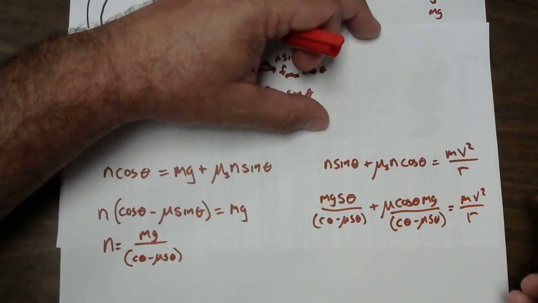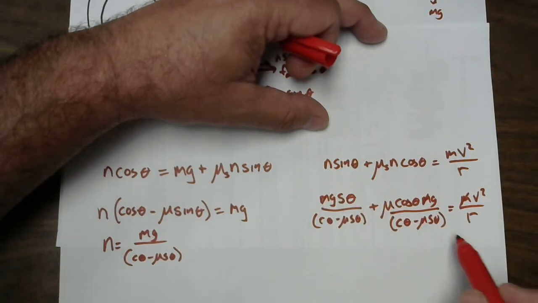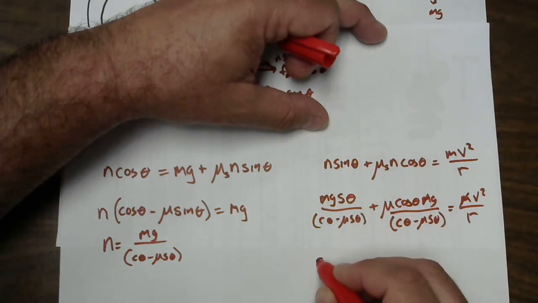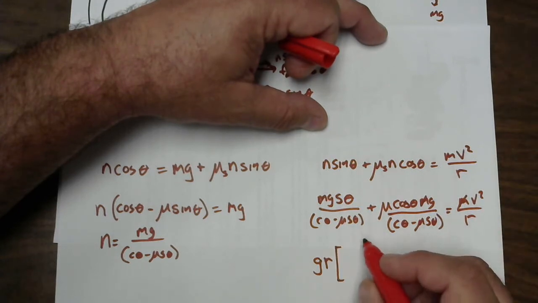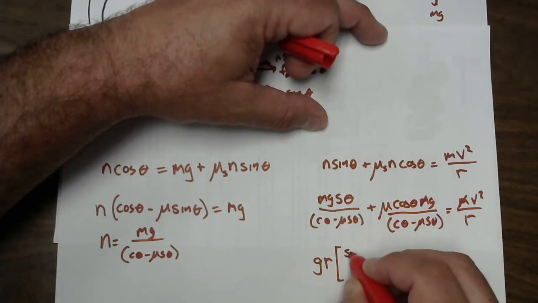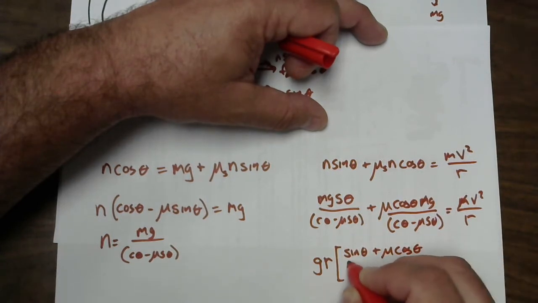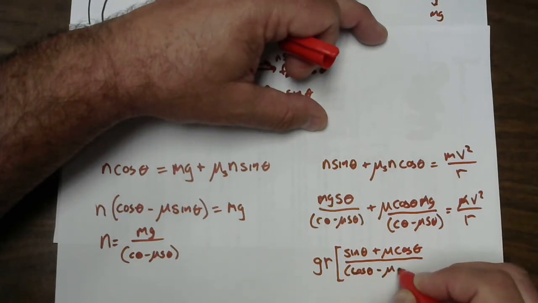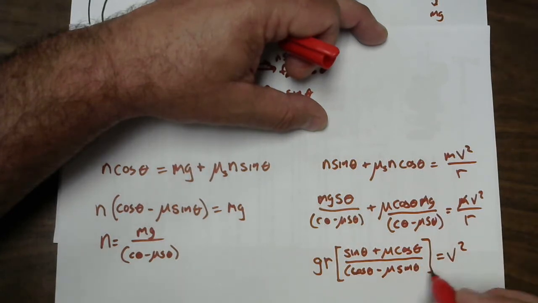Okay. Getting exciting. So the m's all cancel. We can factor out a g, and a gr if we put an r over. So we're going to have g times r, and then we're going to have sine theta plus mu cos theta all over the common denominator of cos theta minus mu sine theta. Well, that equals v squared, so we'd have to take a square root.